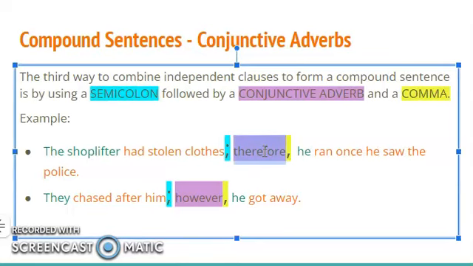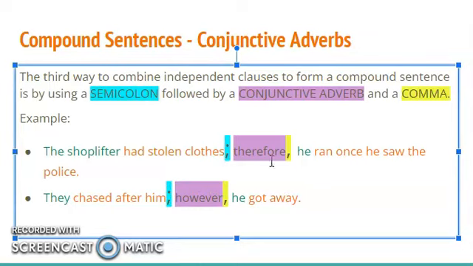You must hug your conjunctive adverb with punctuation. That is important to keep in mind. So you will always follow your conjunctive adverb with a comma, and then you will lead with a semicolon. Okay, same thing for this sentence. We're hugging our conjunctive adverb with punctuation. They chased after him, semicolon, however, comma, he got away.